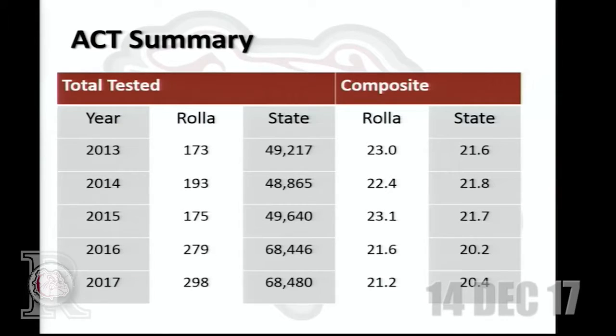Since we addressed ACT, I thought I'd slide an ACT slide in here just for your information. On the left-hand side, you can see the years going through, the numbers that were attested both at Rolla and the state. You'll notice the large jump going from 2015 to 2016. That's the year the state implemented full ACT testing across the state. You can see that when we did that, we had a slight drop in our composite scores.